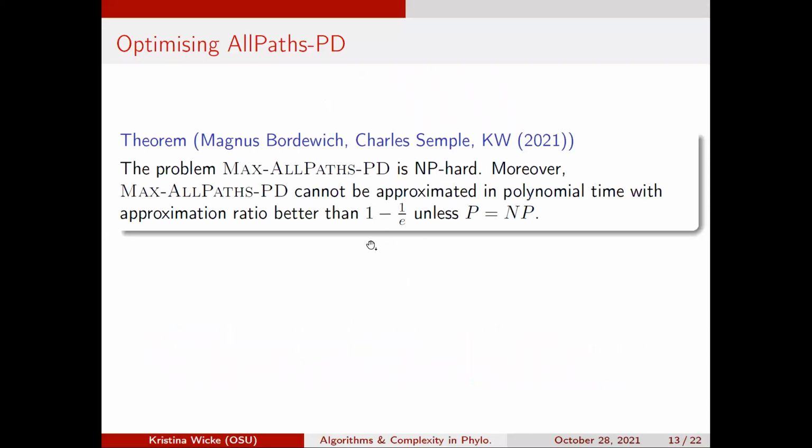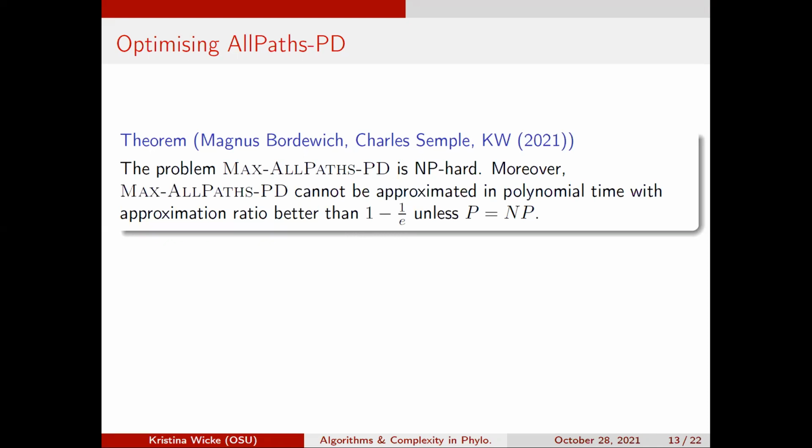And as for maximum coverage, it is known that there's no polynomial time approximation algorithm yielding an approximation ratio better than 1 minus 1 over E, unless P is equal to NP. And so the same holds for our problem. I didn't include that on the slides, but an approximation algorithm that gives this ratio is a greedy algorithm, analogous to the one we had on trees.